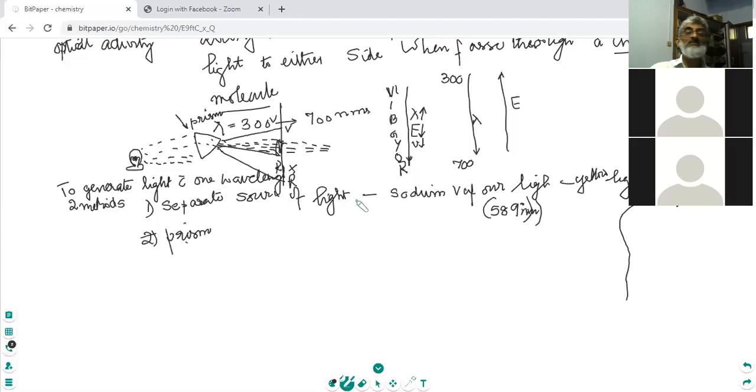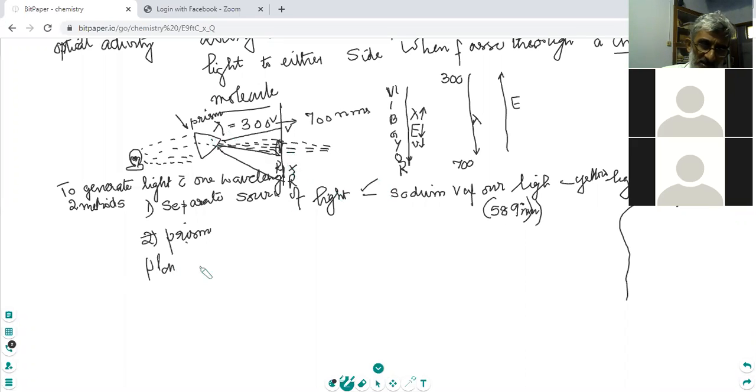Normally we use a single source of light. That is a better method, unless you want to study the variation of optical activity with wavelength. Suppose you want to study how the optical activity of a compound changes when you change the wavelength of light. If you make that type of study, you will use a prism or Nicol prism, whatever it is. So this is how you get monochromatic light. Now we have to convert this monochromatic light into plane polarized light.